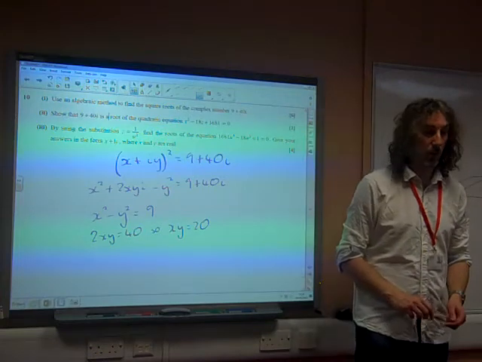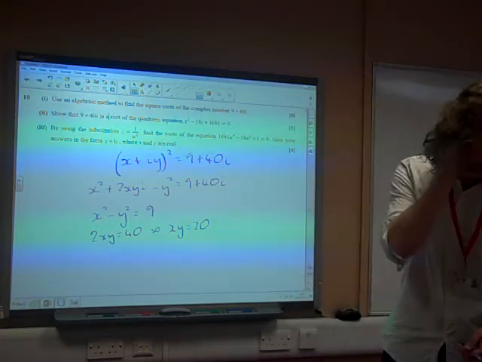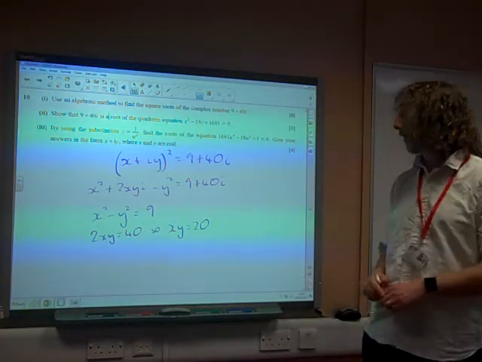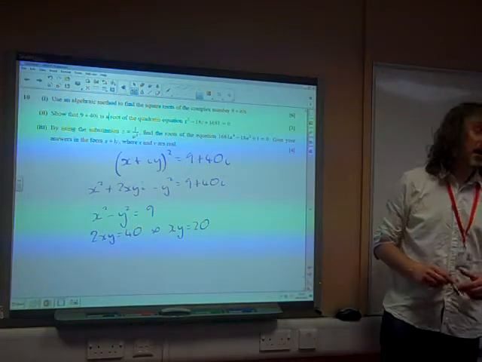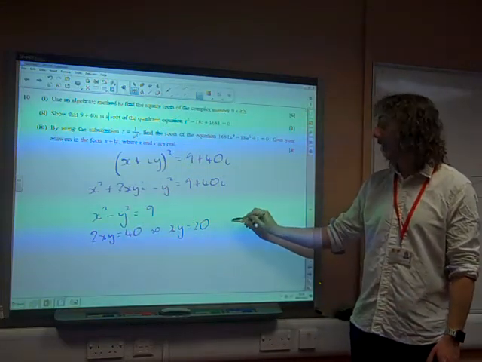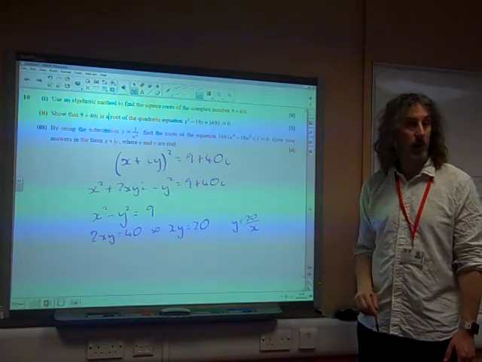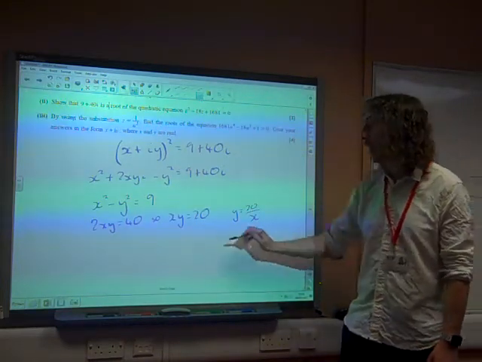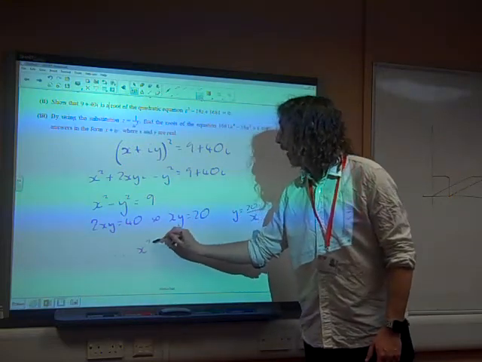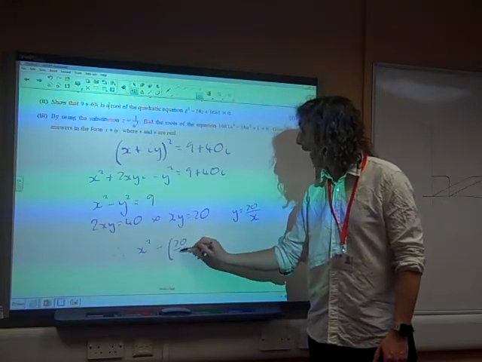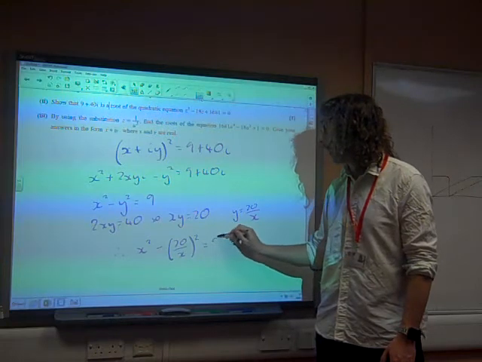And we need to establish those 2 equations first. I think we got 2 marks for doing that. And now we need to solve them. So I am going to say that this equation here says that y is 20 over x. I'm going to substitute that into the first equation. x squared minus (20 over x) squared is 9.